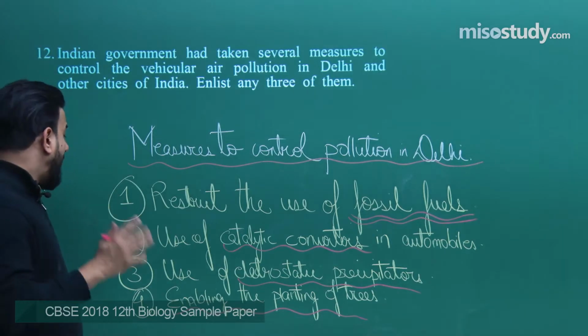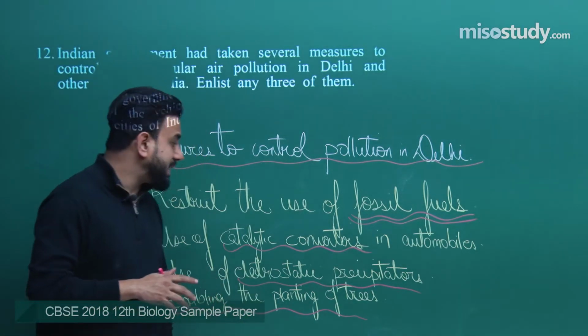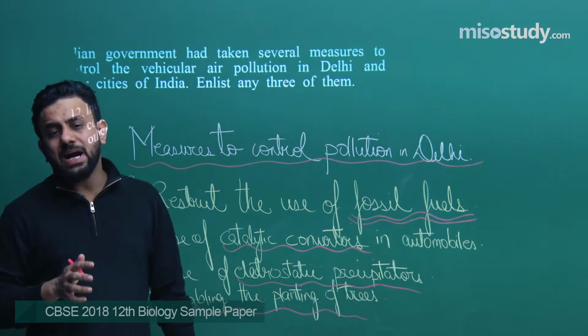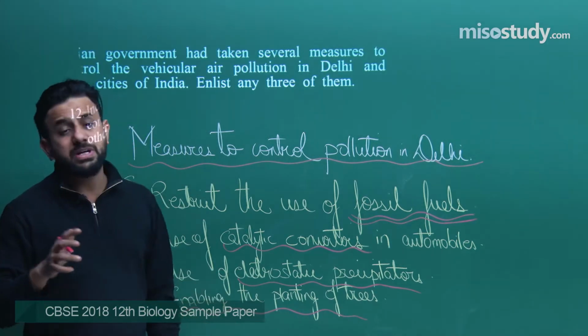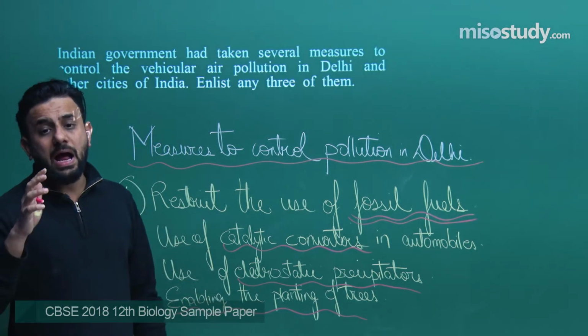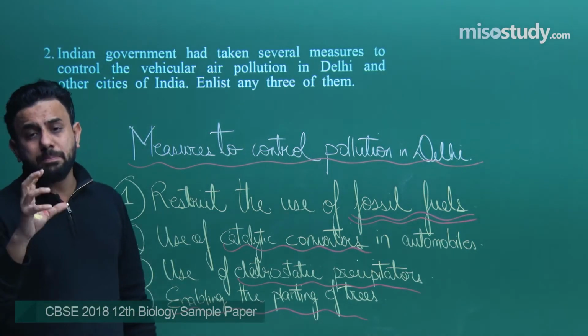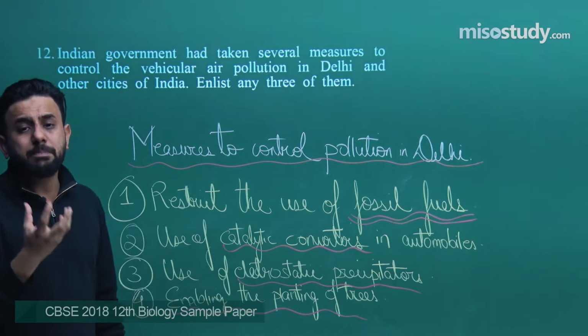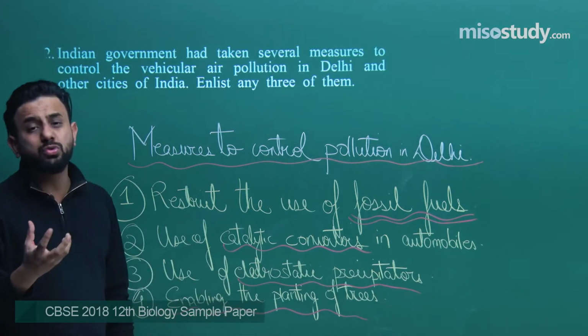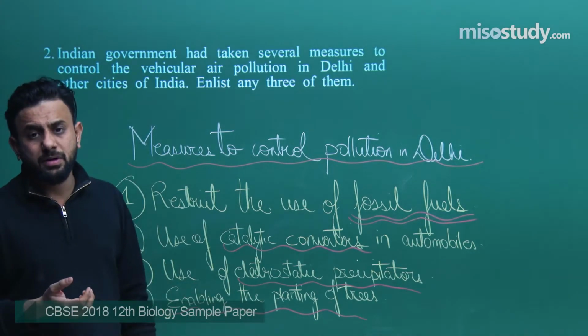Got it? After that, the use of electrostatic precipitators. These electrostatic precipitators are mainly used in the chimneys of industries and big plants where particulate matter is produced, which is again highly toxic, right?